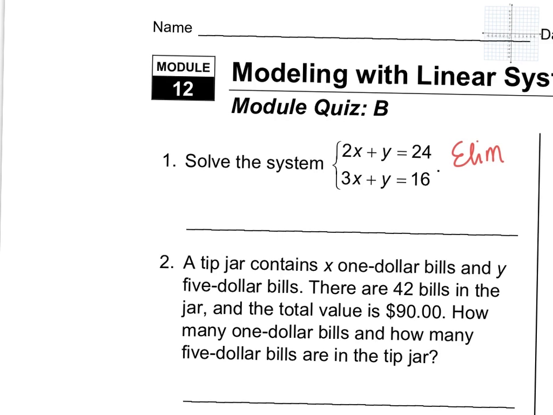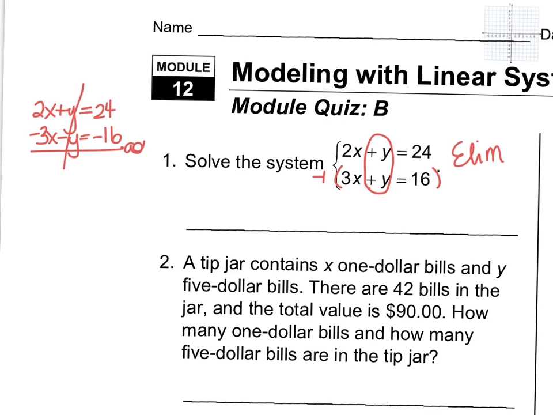That means we need perfect opposites. Right now, my y's are the same value, and I need them to be opposite. So I'm going to multiply my bottom equation by -1. All right, that's going to give me 2x plus y equals 24, and negative 3x minus y equals negative 16. Remember, with elimination, we cancel, then add everything that's left. So that's going to give me negative 1x equals 8.